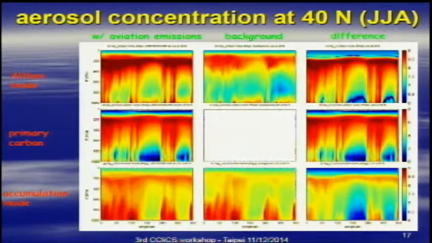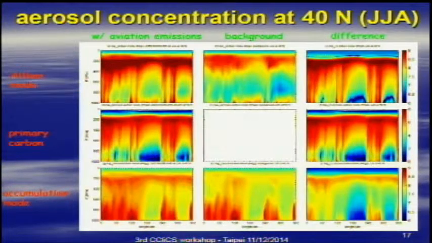And this is the difference when you include aviation aerosols. By the way, this is a log plot. So when you include aviation aerosols, even the accumulation mode is enhanced. This must be due to aviation aerosols, because we were looking at the increase mostly at the cruise altitude, but no, actually there's enhancement of accumulation mode even at the Earth's surface.